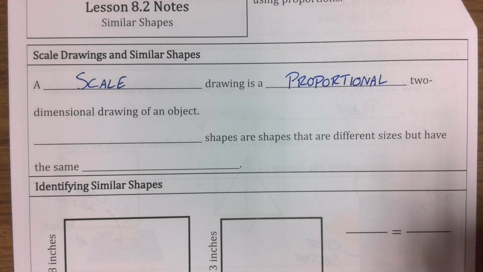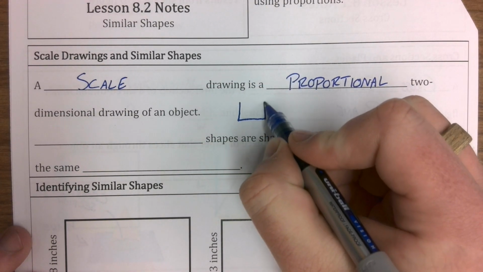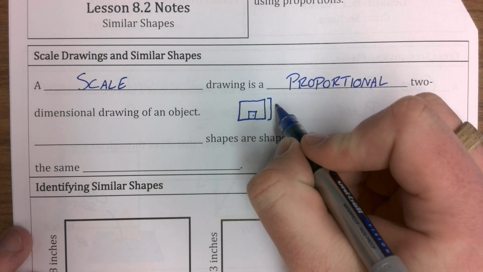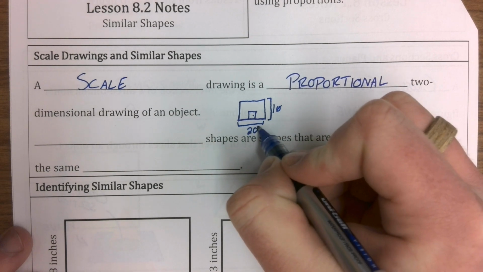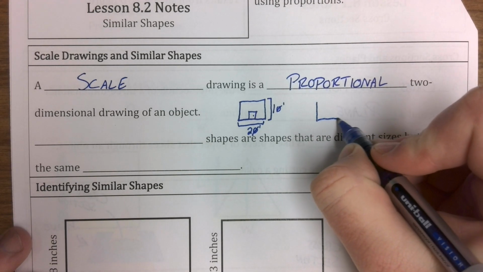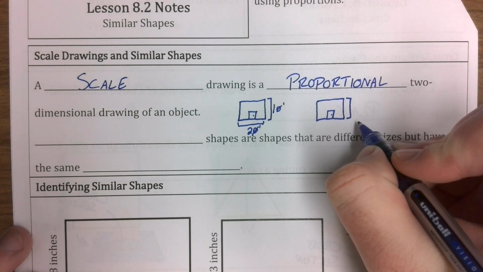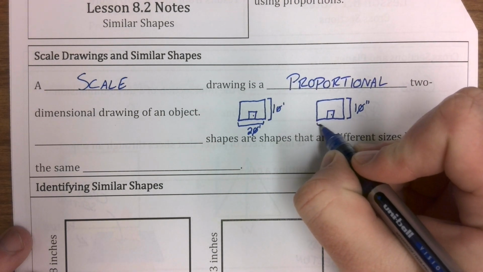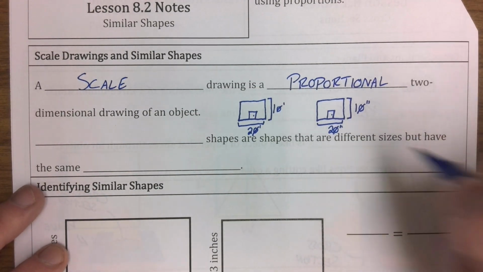So if you have a big building, let me draw a building here. So here is my building. Let's say it has a door right here. And let's say that this building is 10 feet tall and 20 feet wide. If I were to make a scale drawing of that, I would copy the building. But maybe my drawing is, instead of 10 feet, it's 10 inches. Instead of 20 feet, it's 20 inches. So I'm keeping the ratio the same. I just changed my units here.